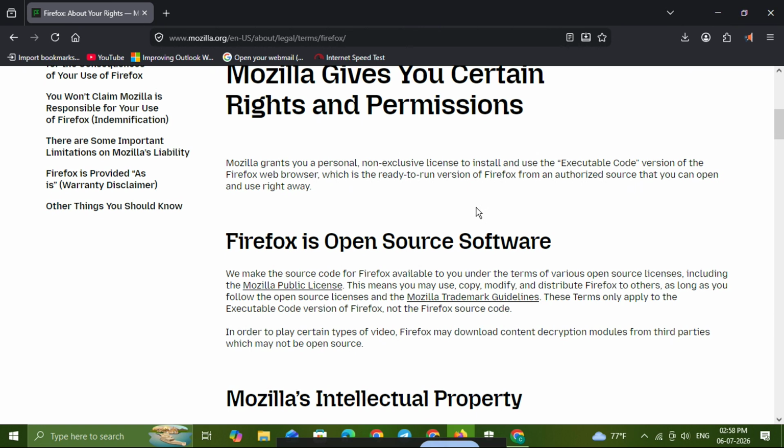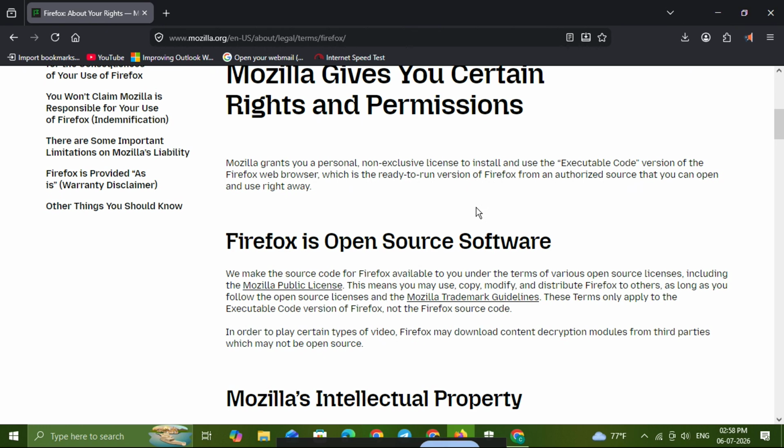But after feedback from the community, Mozilla revised that wording. The company explained that it does not own your content and that it only needs limited permission to process data when it is necessary for Firefox to work properly. That could include things like uploading files, syncing content, or interacting with websites through browser features. Mozilla also clarified that any handling of user data is governed by its privacy notice, which is the document that explains how data is collected, used, and protected.